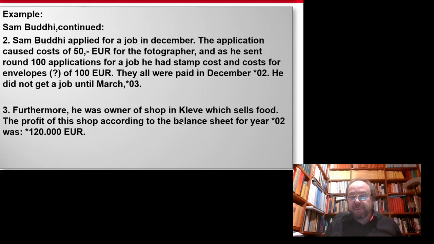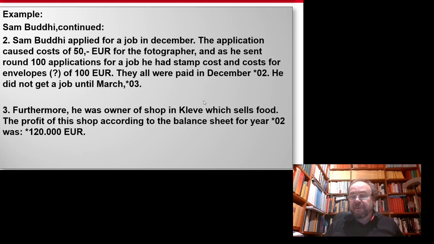The second thing which happened is somebody applied for a job in December. The application costs of 50 euro for the photograph, or for the guy who made the photograph, or the girl who made the photograph, one never knows with the English word photographer, and he sent round about 100 applications for a job. So that costs for stamps and envelopes, not antelopes, envelopes, 100 euro. And they all were paid in December, and he did not get a job until March 03.